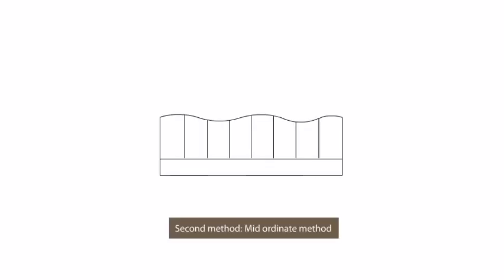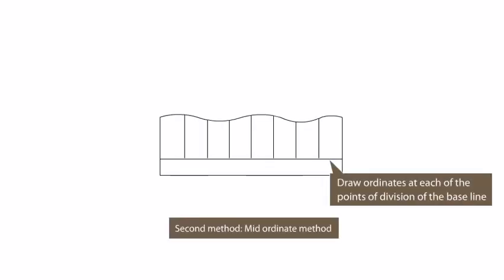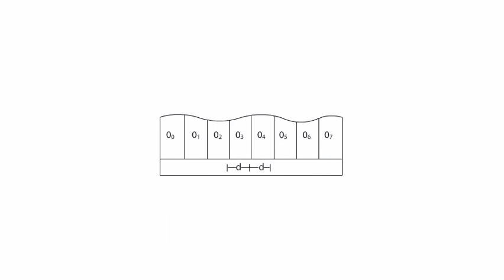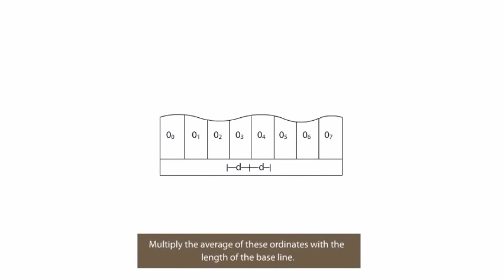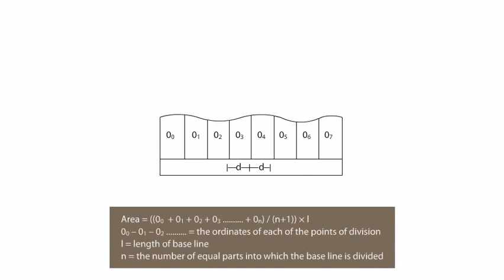To follow the mid-ordinate method, you must draw ordinates at each of the points of division of the baseline. To obtain the required area, multiply the average of these ordinates with the length of the baseline. For example, in this diagram, the area is the product of the sum of all the 8 ordinates divided by the number of equal divisions of the baseline plus 1 and the length of the baseline.